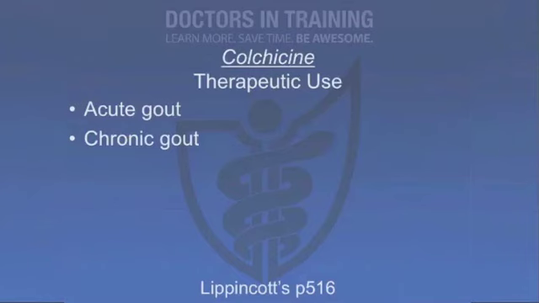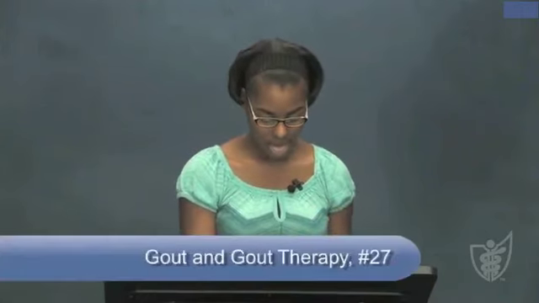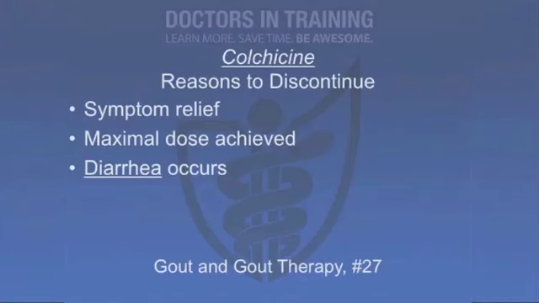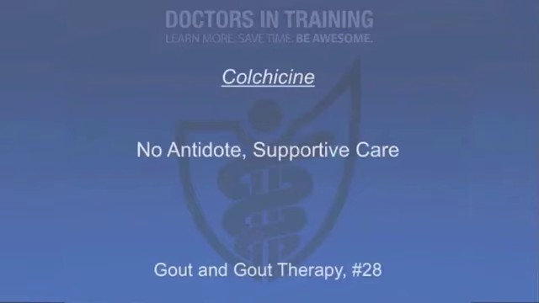We use this both in acute and in chronic gout. So again, when we have a patient with an acute gout attack and you use colchicine initially, we continue to dose the colchicine until one of three things happens: either until the patient has symptom relief, or until we've reached our maximum dose, or until the patient presents with diarrhea. And there's no antidote to colchicine, so you want to make sure that when you have reached your goal, you discontinue the medicine, because if you overdose a patient with colchicine, the treatment is basically supportive. There is no antidote.